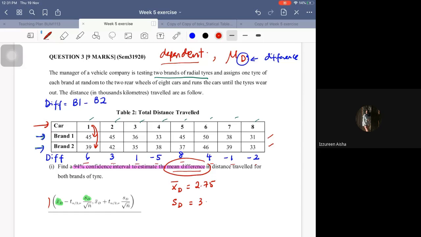$3.6154. 3.6154. Is that right? Why do I get a different value for this? Hold on, let me check this.